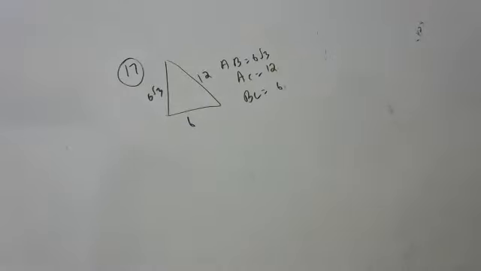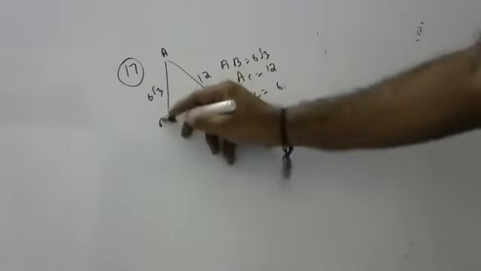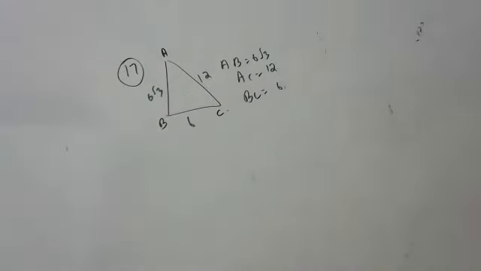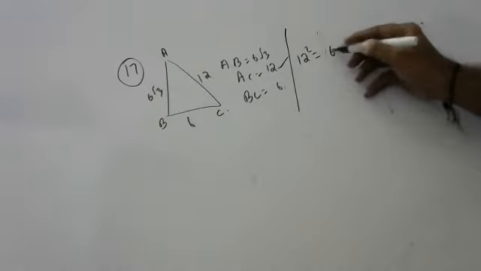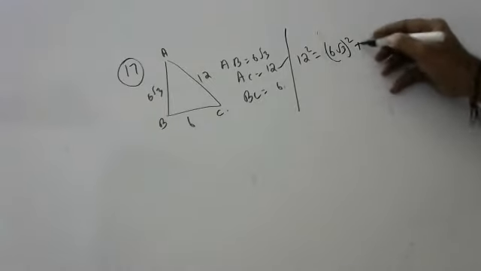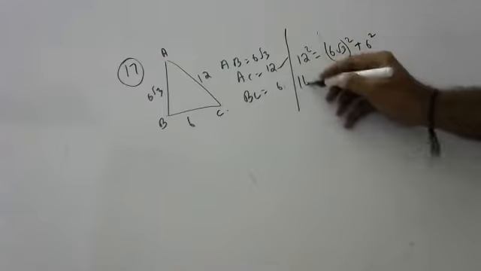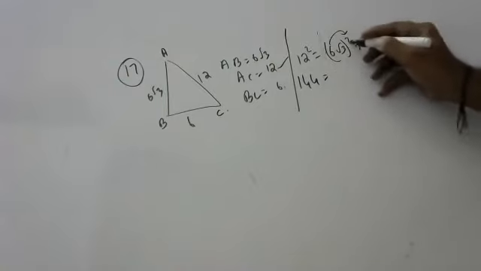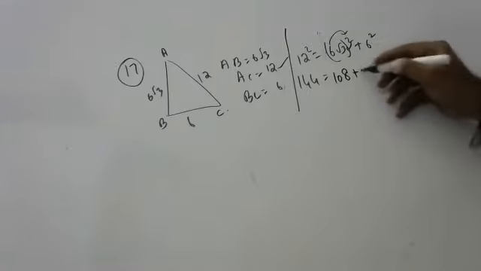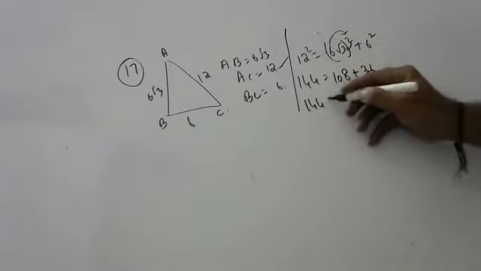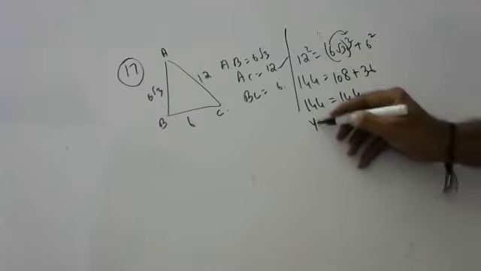He is asking, what is angle B? Check for a Pythagoras triplet. How to check, children? I told you, take the longest side. 12 square is equal to (6 root 3) whole square plus 6 square. 144 is equal to 108 plus 36. 144 is equal to 144.